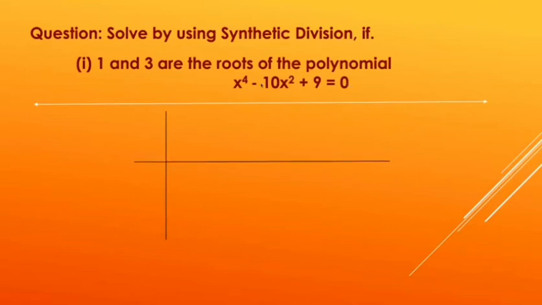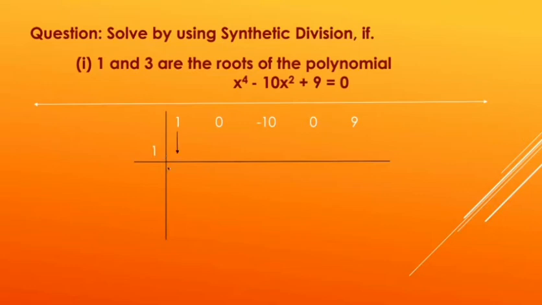First of all, we will write the coefficients here. The coefficient of x4 is 1, so 1 will be written here. As x cube is missing here, 0 will be written here. The coefficient of x square is minus 10 and will be written here. X is missing, so 0 will be written here and the constant term is 9. 1 is the root of the polynomial, so 1 will be written here.